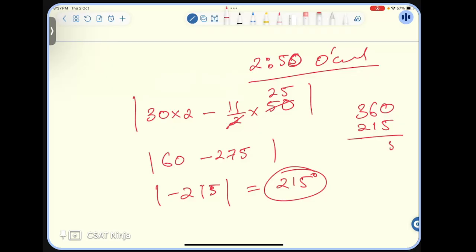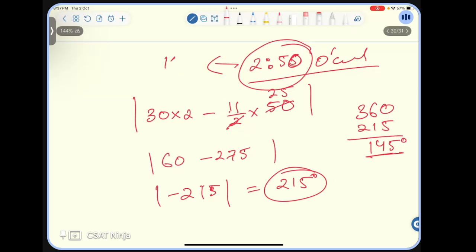So 0 minus 5 is 5, and this is 5, 5 minus 1 is 4, and we are getting 145 degrees as the answer. At 2:50, the angle between the hour hand and the minute hand is nothing but 145 degrees. There are many approaches, but this is a shorter approach to this kind of question.